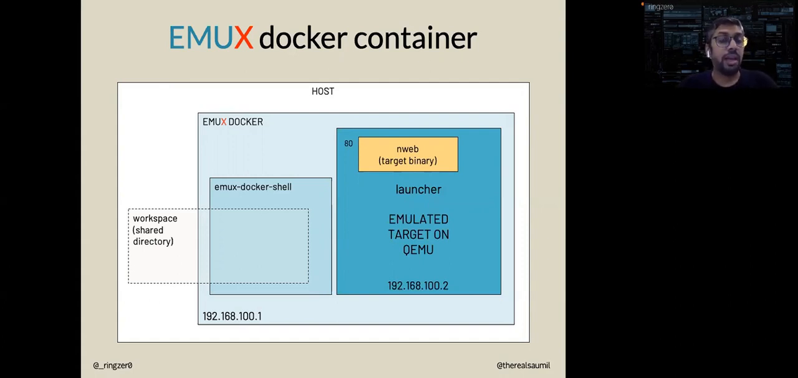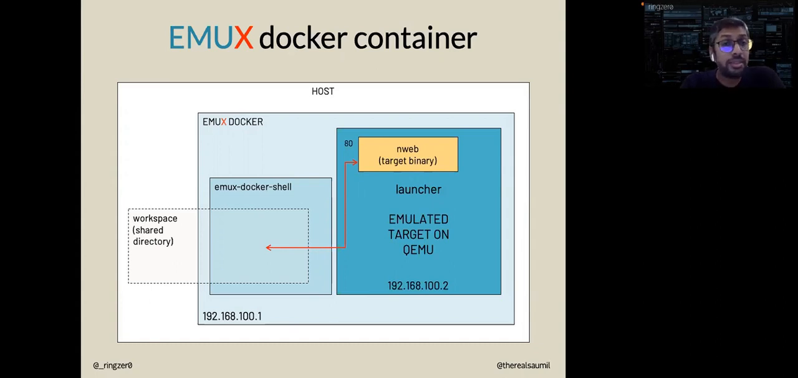About how to reach the target. This is a web server target. So obviously we need to be able to connect to the web server and send it HTTP requests. There are 2 ways of doing this. If you're within the Docker shell, all you need to do is make a connection to 192.168.100.2 on port 80. You can do this using curl and the command line, and you'll be able to access the web server on the emulated environment.